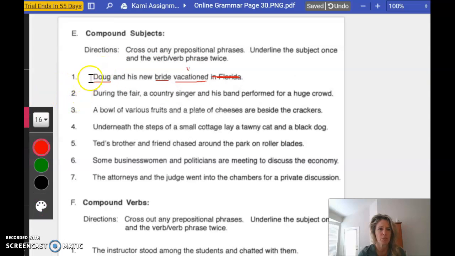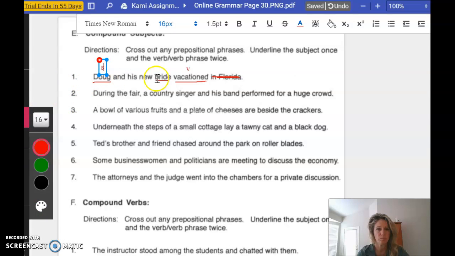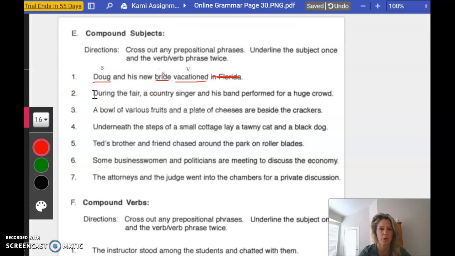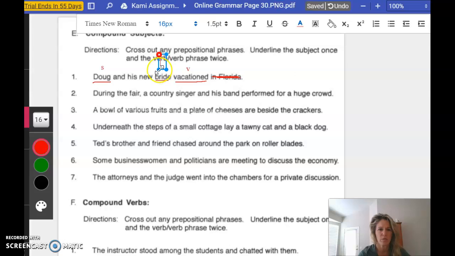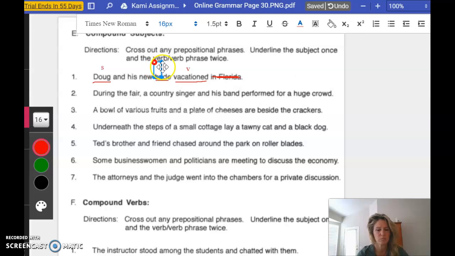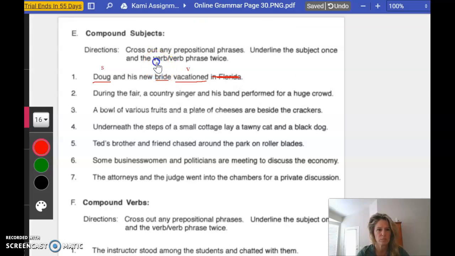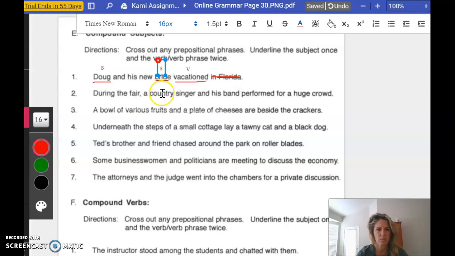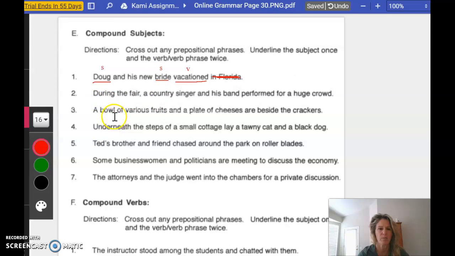I'm going to go ahead and text box these as well. My recommendation, as I've said, is to just use text box, but I'm using both right now just to make it as visually clear for you as I can. Oh, this little guy kind of went down. Hold on a sec. There. I had to play around with that for a second. Okay, there we go. So Doug and Bride vacationed in Florida. So that's what a compound subject looks like.